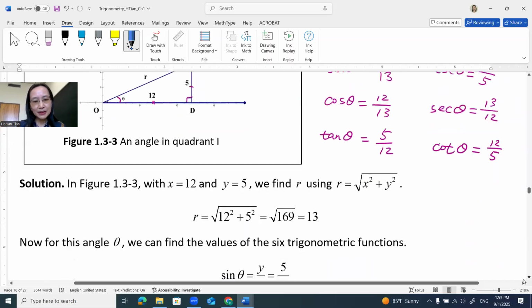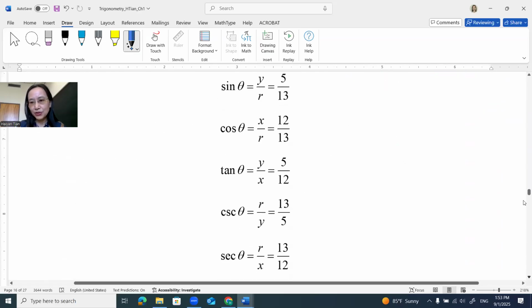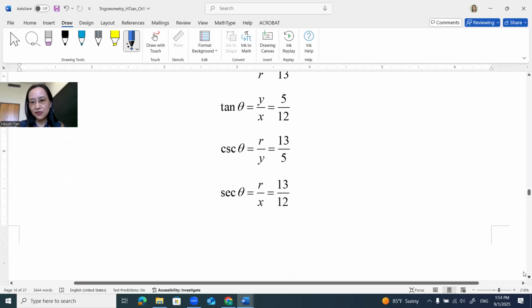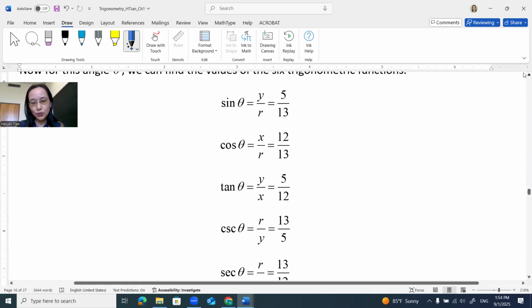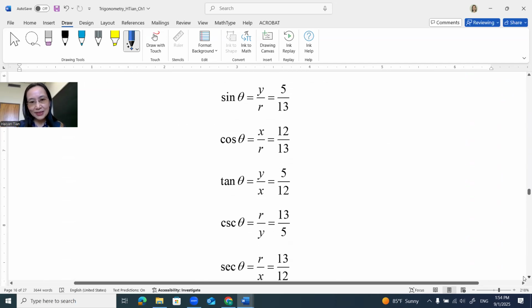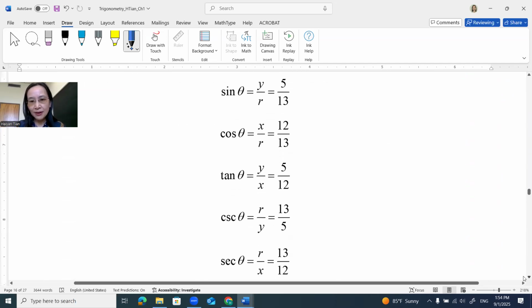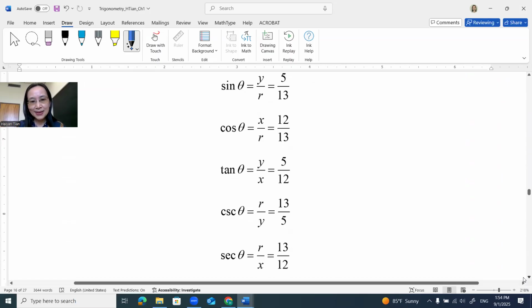And we can pick another angle. So we just calculate all 6 trigonometric function values for this particular angle theta in the standard position. And then we can have x, y, and r. And we use the definition. We got all of them: sine, cosine, tangent, cosecant.